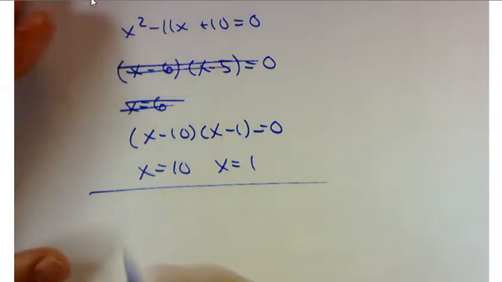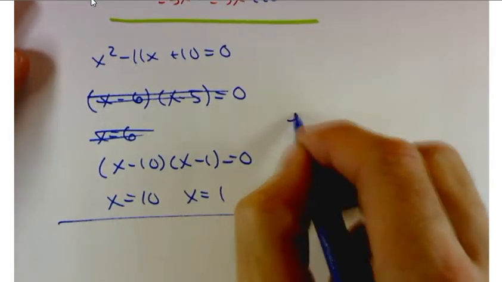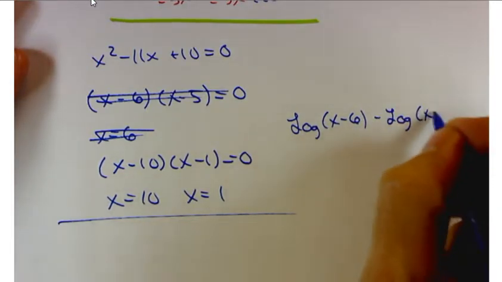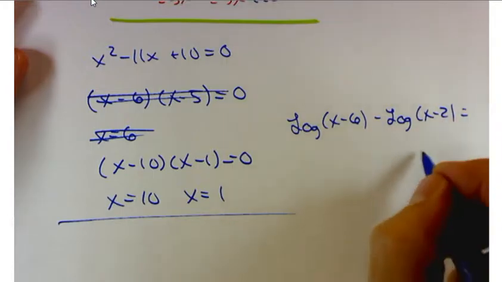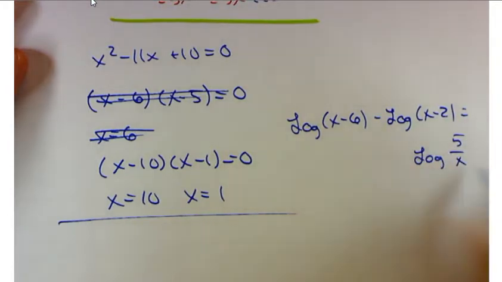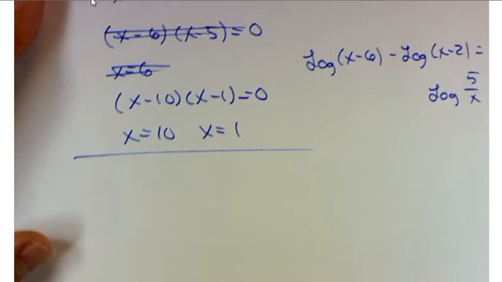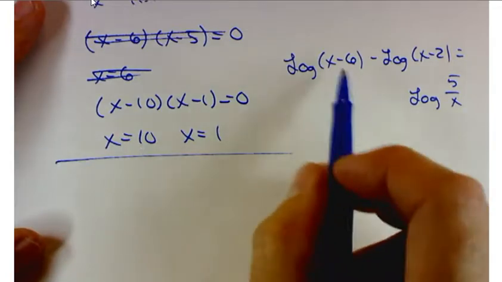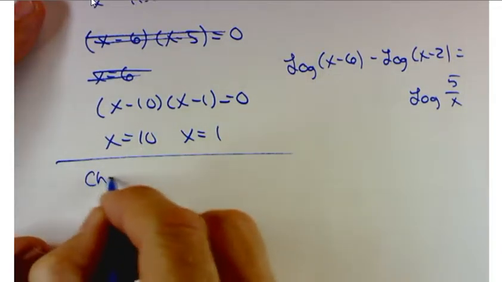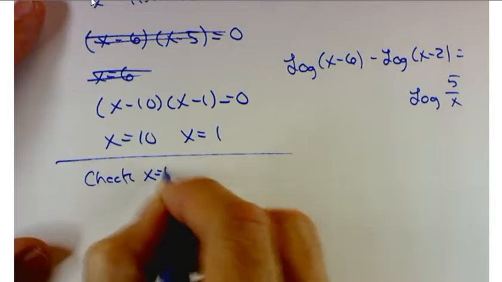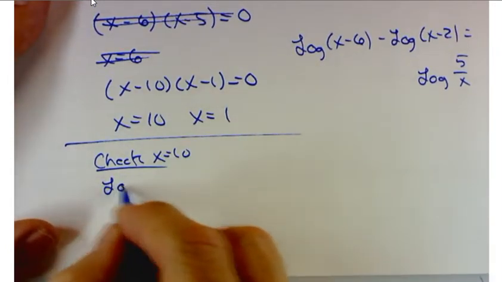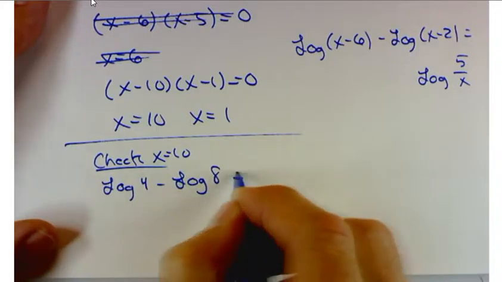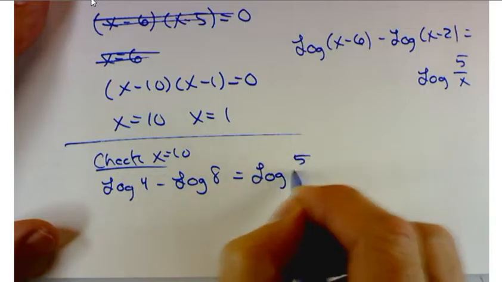So, let's see. Our original problem was log of x minus 6 minus log of x minus 2 equals the log of 5 over x. So let's check those kind of one at a time. And we'll start with 10. If I put in a 10 here, so check x equal 10. I'll end up with the log of 4 minus a log of 8 equals a log of 5 over 10.